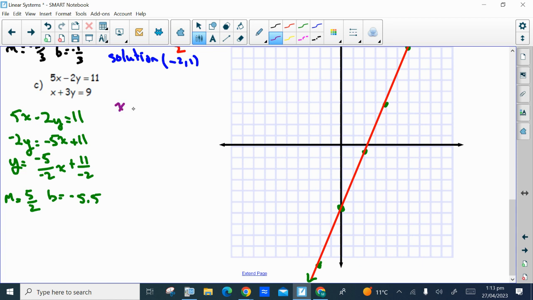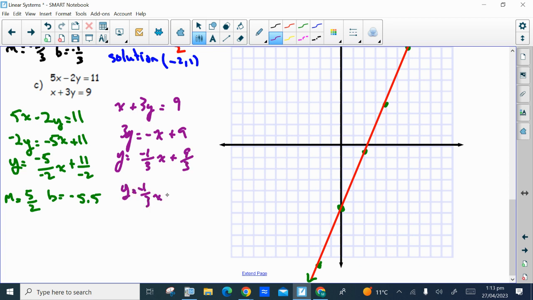Our second equation, x plus 3y equals 9. Again, we want to put that in slope-intercept form. We want to get positive y by itself. So we subtract the x from both sides. It becomes a negative x on the other side. When you divide by 3, it'll be negative 1 over 3 x plus 9 divided by 3, or y equals negative 1/3 x plus 3. 9 divided by 3 is exactly 3. So here our slope is negative 1/3. Our y-intercept is positive 3.